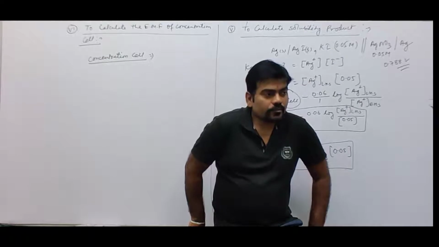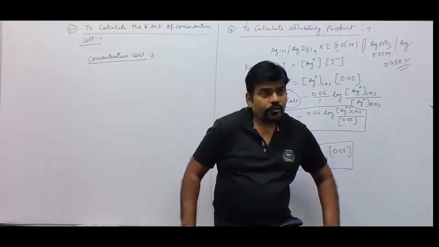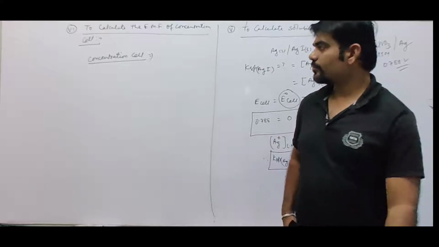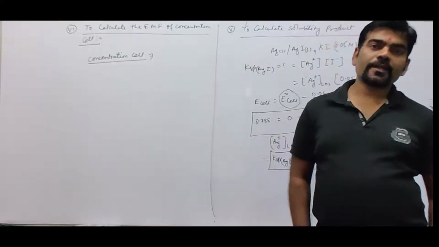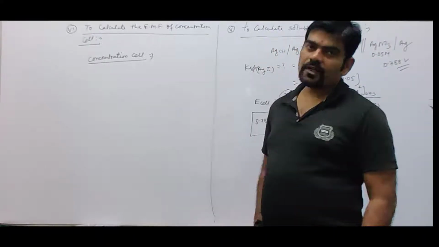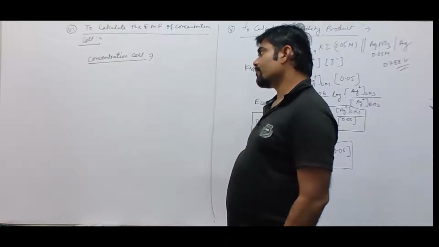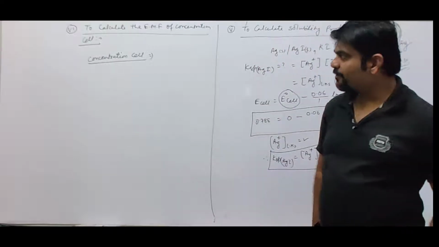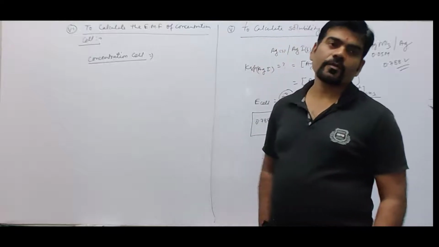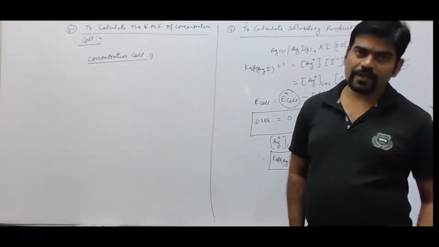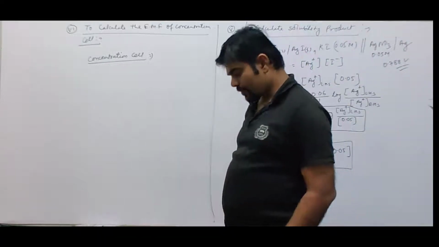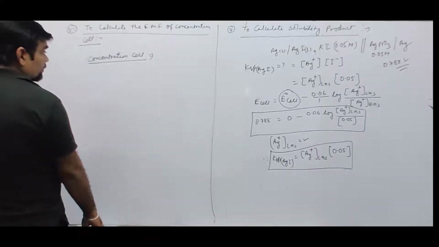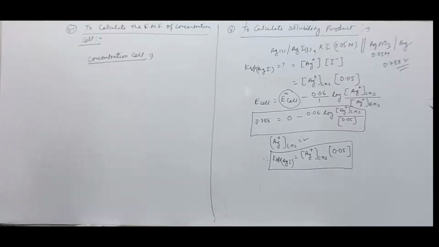So write down: concentration cell is such a type of cell in which electric current is generated due to either a difference in concentration of electrolytes or a difference in electrode pressure. Then it is called a concentration cell.